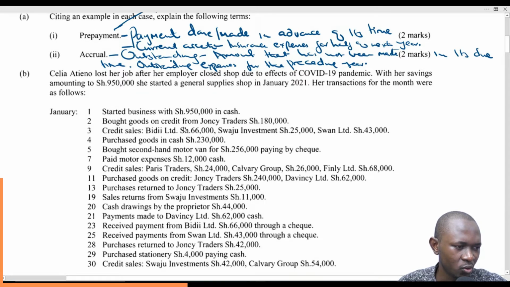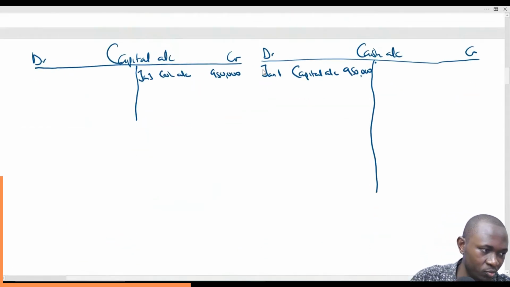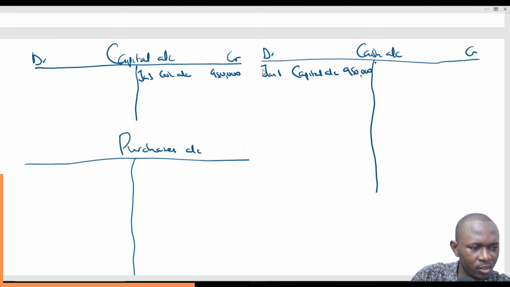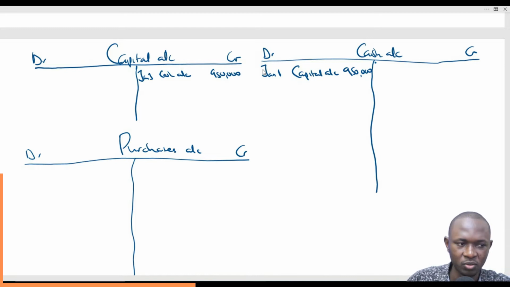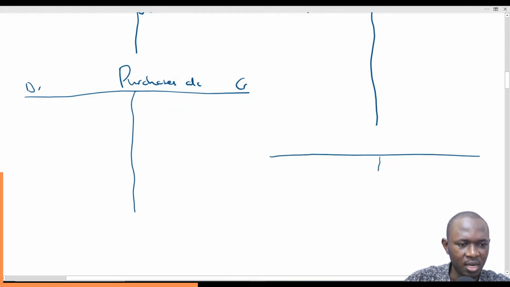So then, bought goods on credit from John C. Traders at 180,000. When we buy goods, the account that comes into play here is the purchases account. So we are going to open a purchases account like that, with credit and debit, and we're also going to open the John C. Traders account.